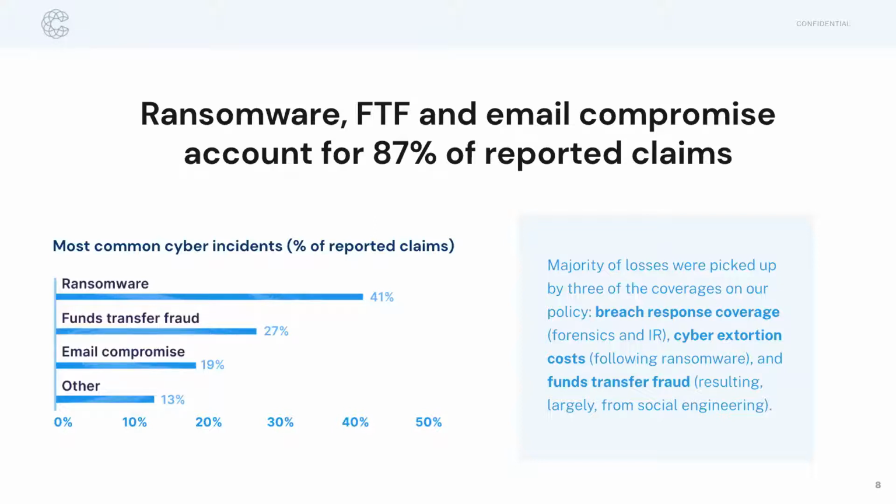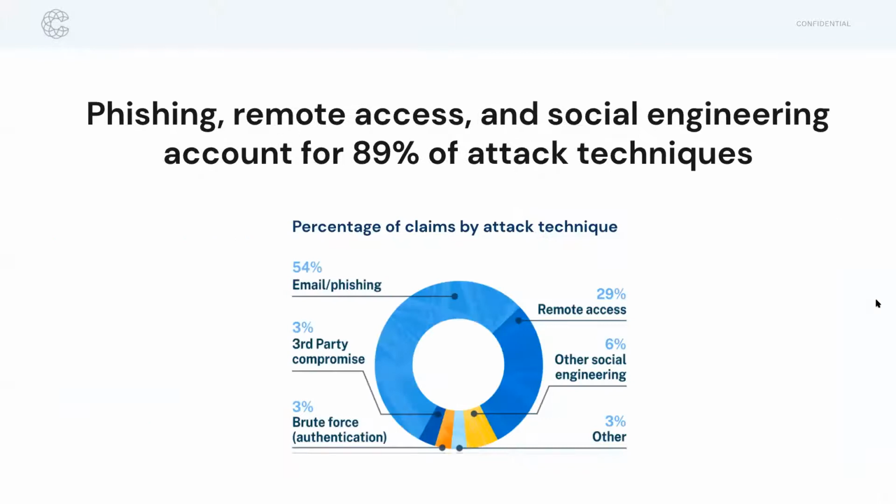Adversaries recognize the lucrative opportunity that exists with ransomware and funds transfer fraud. On the next slide, we dive into this in a different view, where we talk about claims by attack technique, how these are actually occurring. I just thought this would be interesting for you to see. So again, highlighting email as the most prominent claims attack variant.